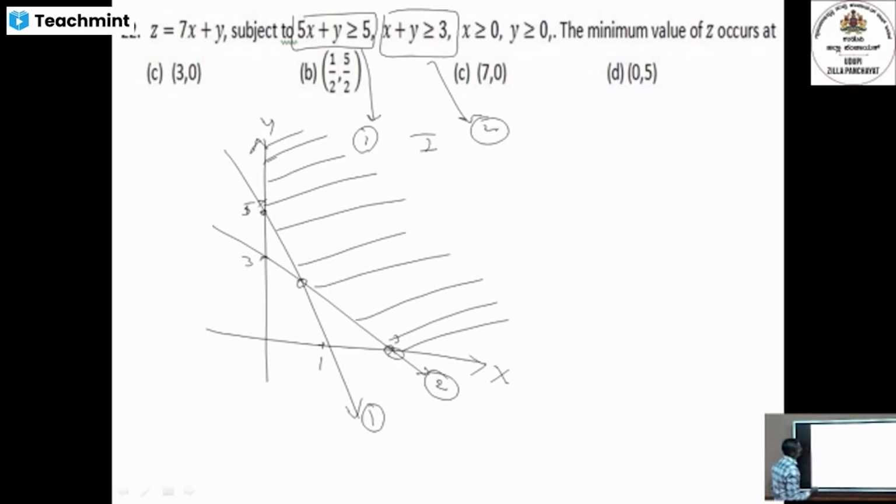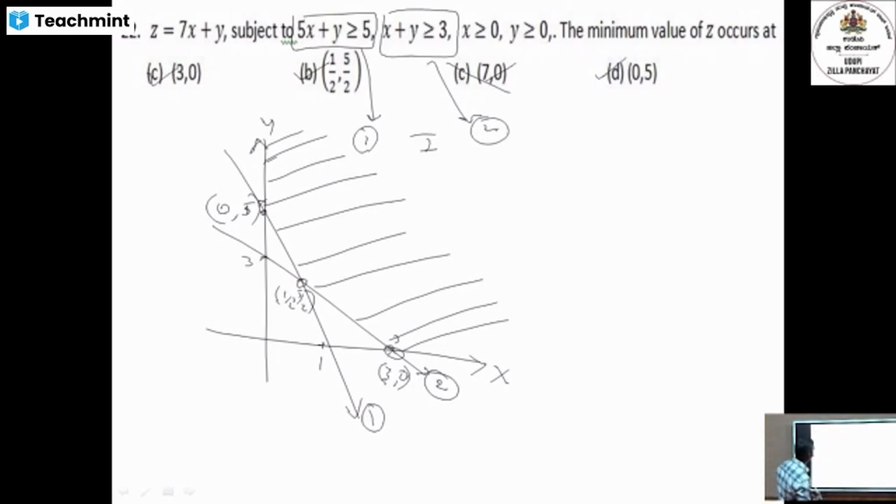So when you solve these two, 5x plus y is equal to 5, I think 1 by 2 comma 5 by 2 satisfies. Let us check. 5 by 2, 5 by 2, yes, 5. Here it is 1 by 2 plus 6 by 2, 3. Yes. So this is one of the corner points, 1 by 2 comma 5 by 2. Instead of solving, we are just using the options here. So this is actually 0 comma 5 and here it is 3 comma 0. So 0 comma 5 is there, 3 comma 0 is there, B is there. This is not a corner point.